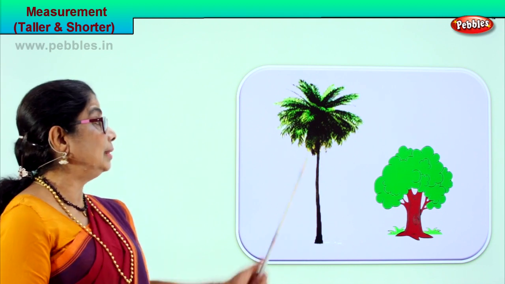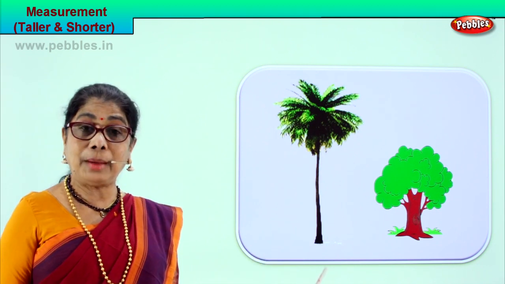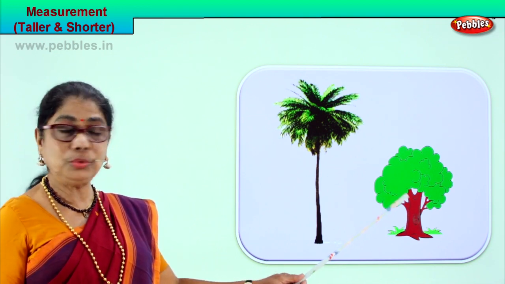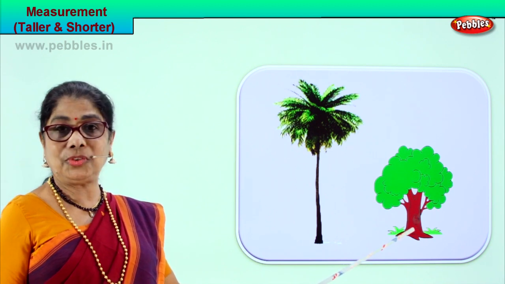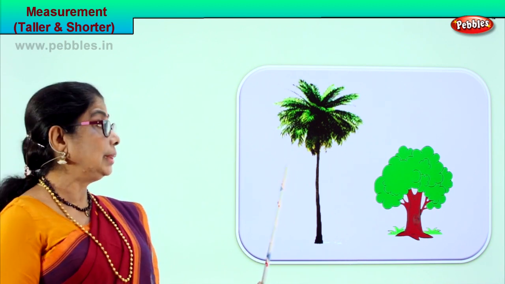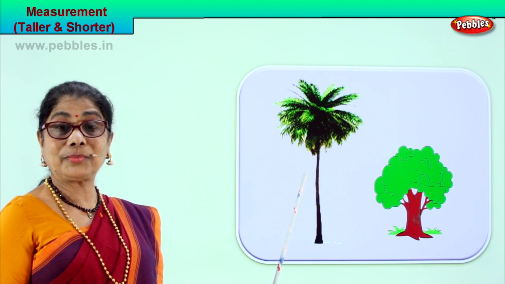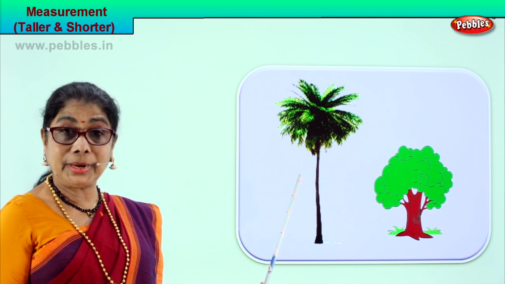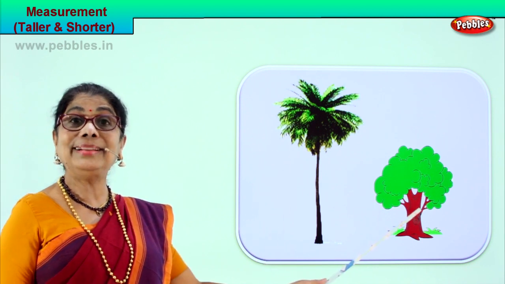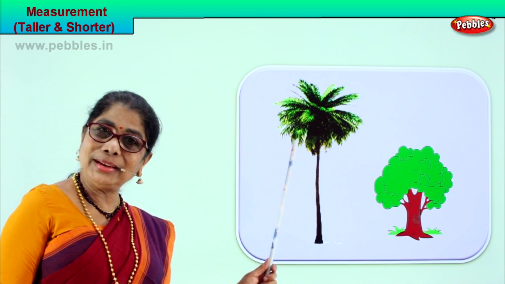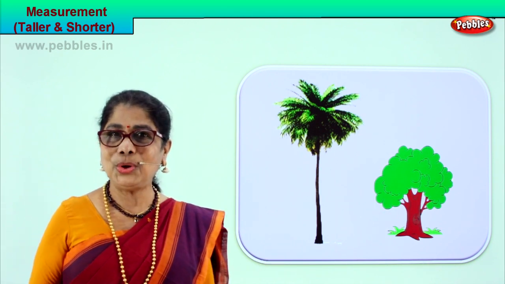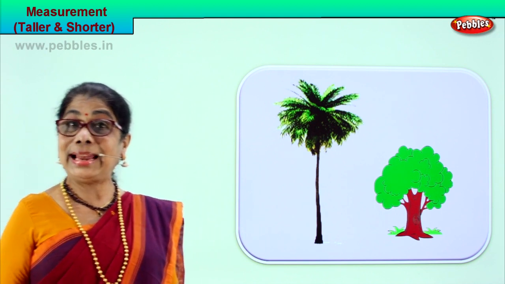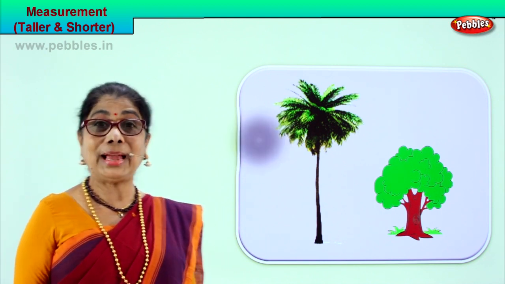This tree, this coconut tree or this palm tree, is taller than this tree. Or you say, this tree is shorter than this tree. Okay, suppose this is the mango tree, then the mango tree is shorter than the palm tree. The palm tree is taller than the mango tree. Taller, shorter. Good. Now you know what is taller, shorter? The two measurements? Yes. Now just look at another picture and learn for ourselves.